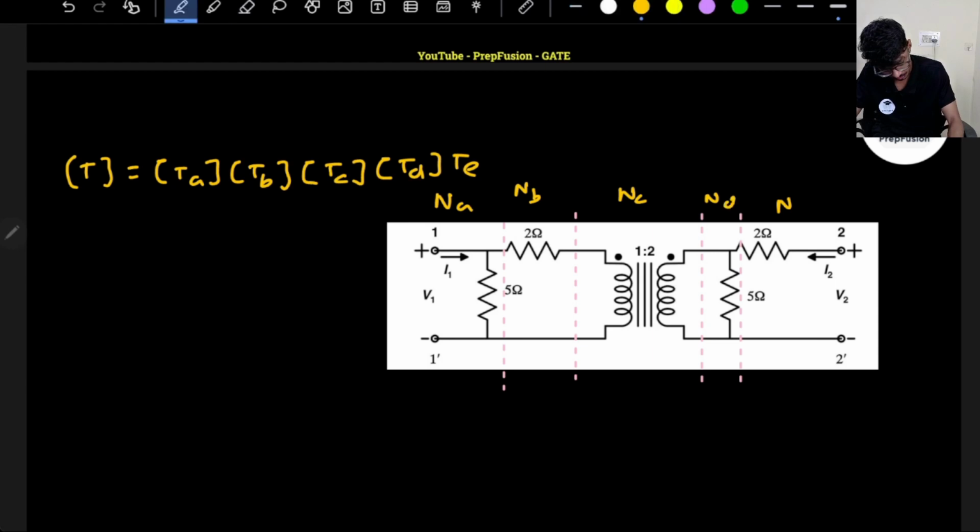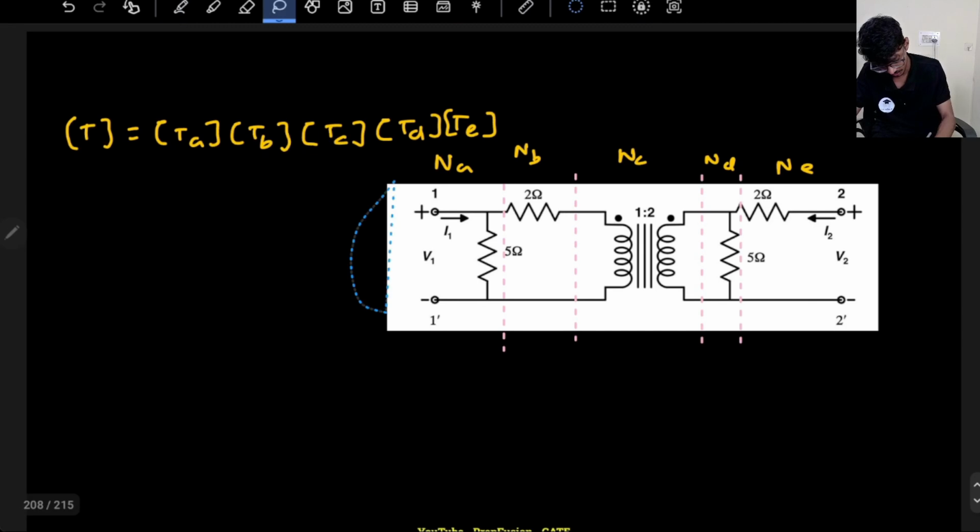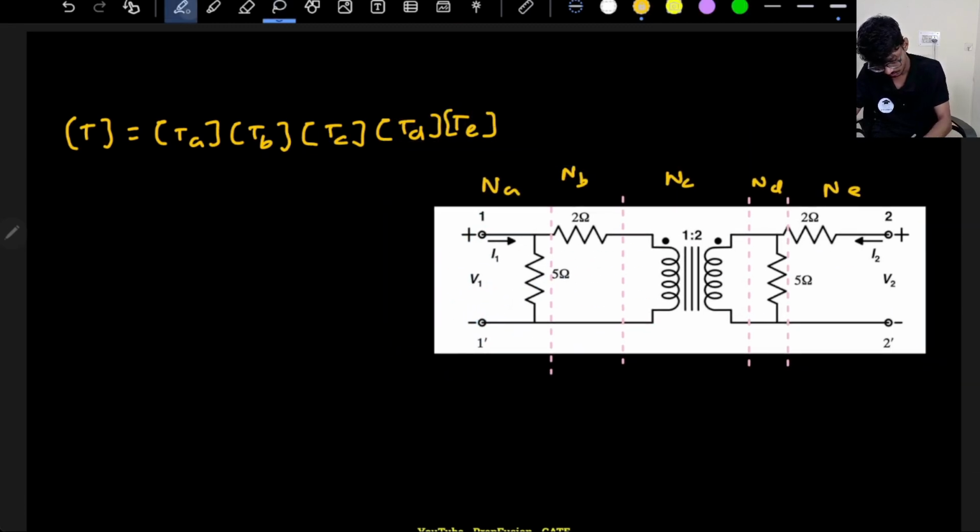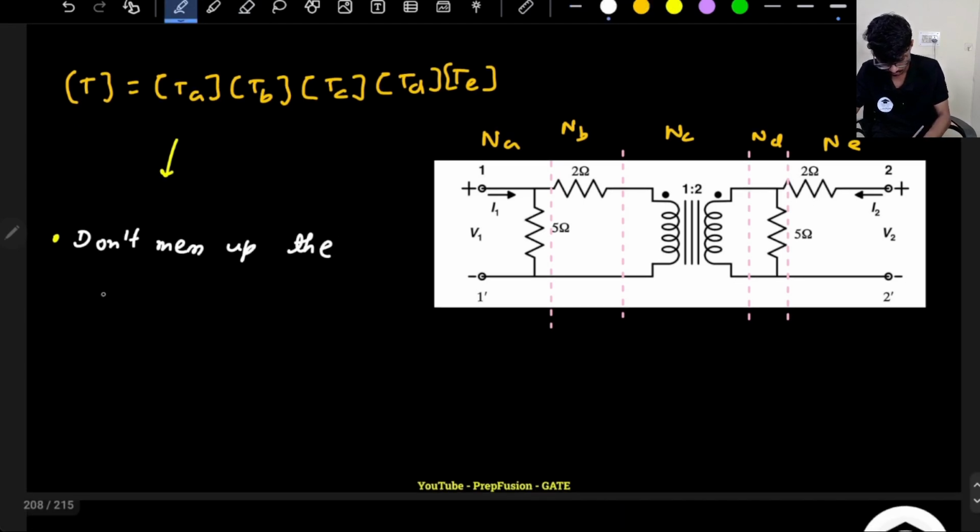Just one important point: don't mess up the sequence. Don't mess up the sequence of multiplication. One key point is that you should not mess up the sequence of multiplication.